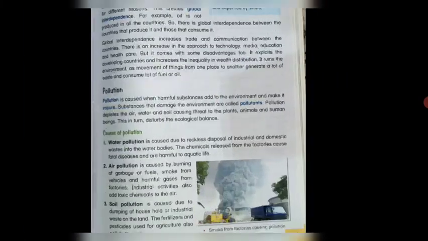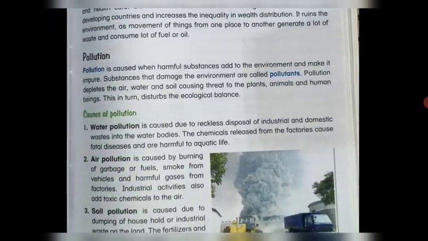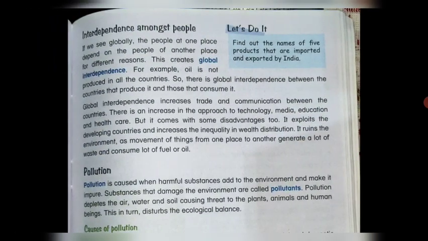In the next page we are going to discuss interdependence among the people. Okay, so if we see globally, the people at one place depend on the people of another place for different reasons. What are the reasons that create global interdependence? Due to this, we say it creates global interdependence.